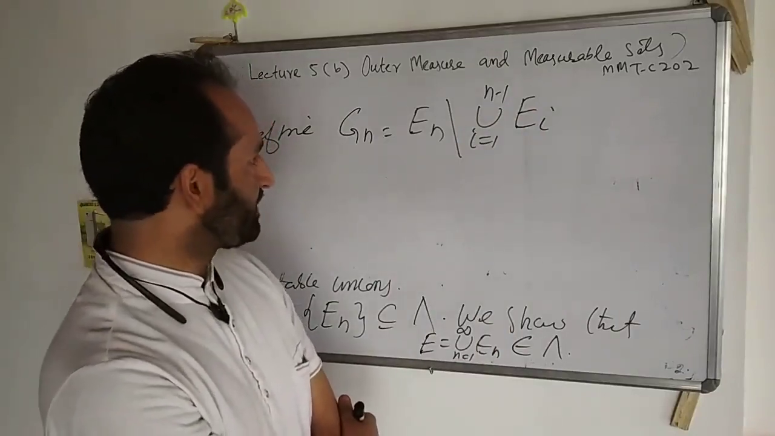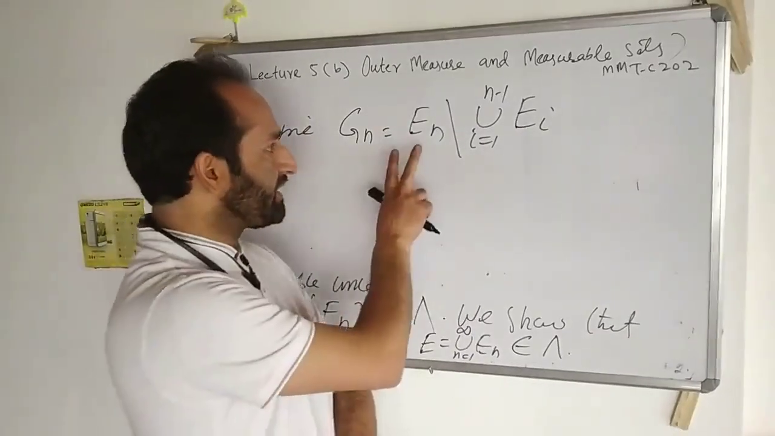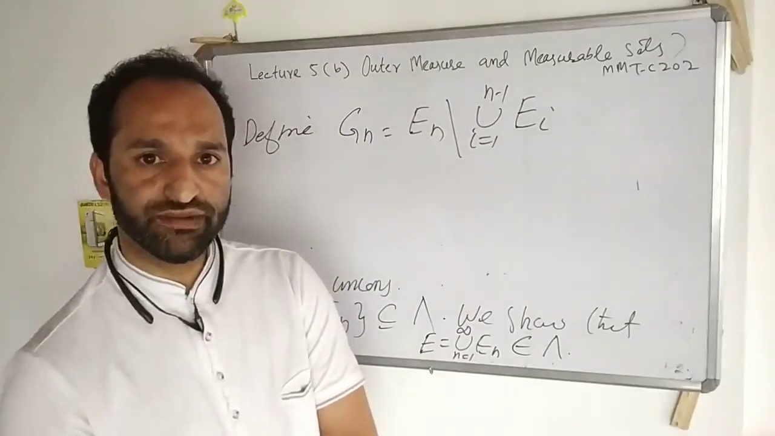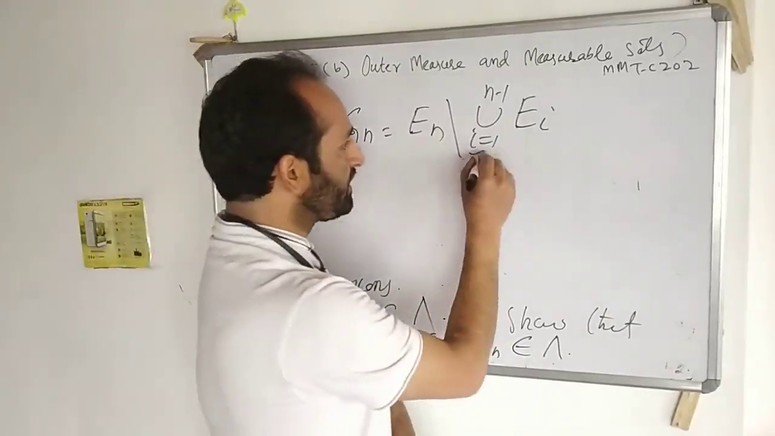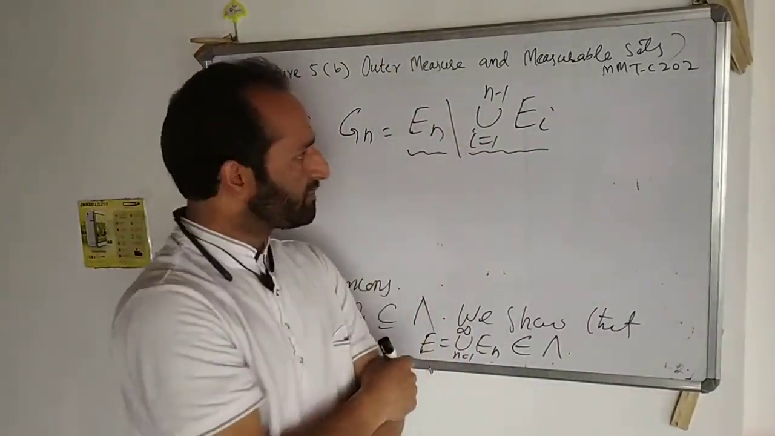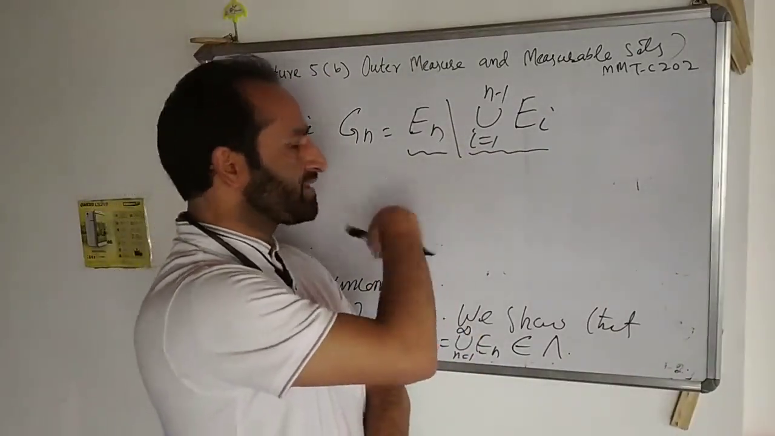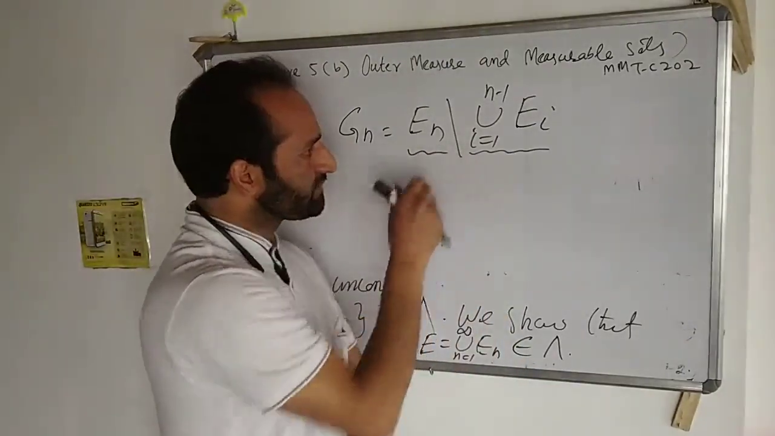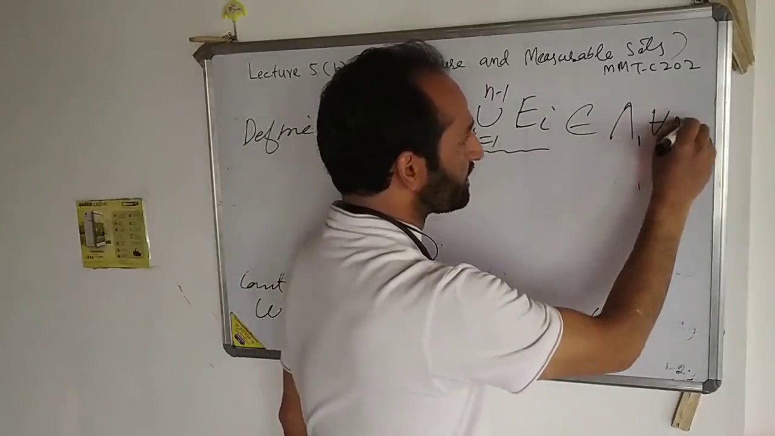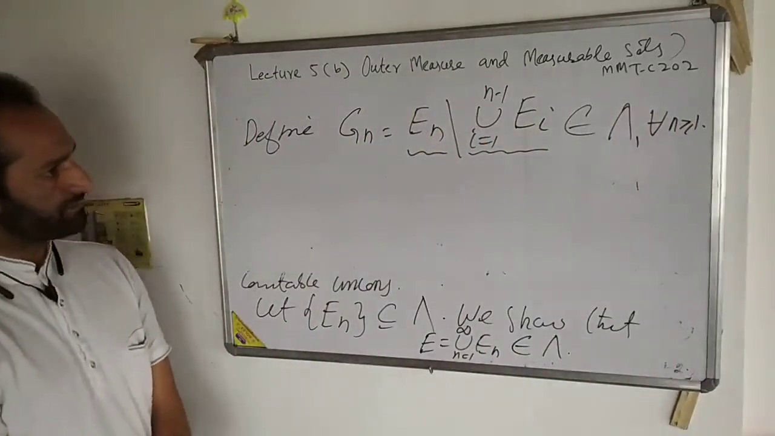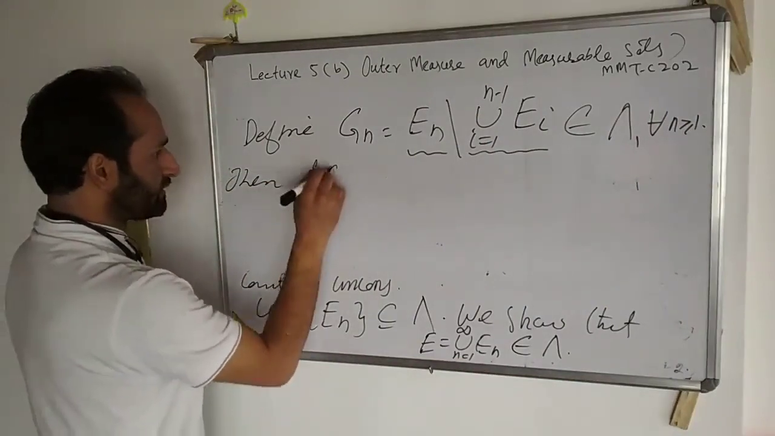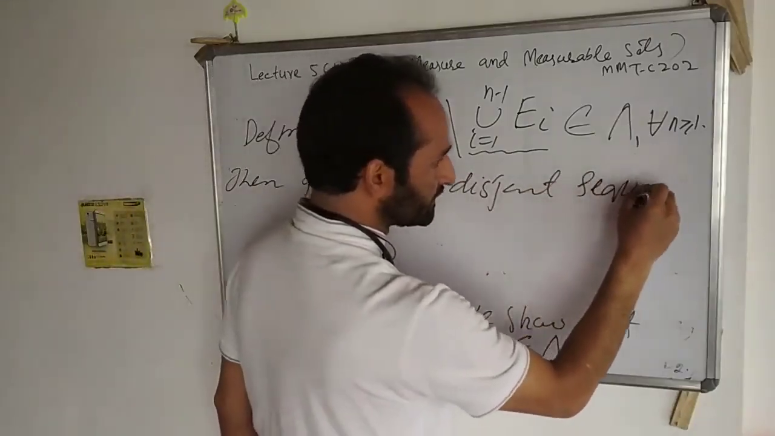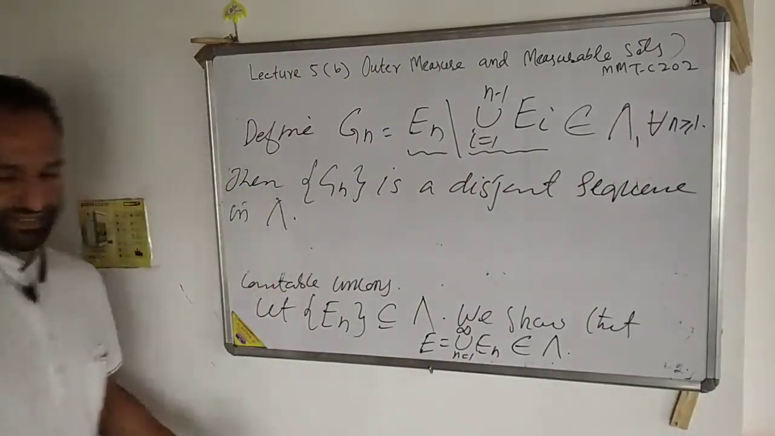But the interesting property is that this Gn is also a member of lambda. Why? Because En is a member of lambda, and Ei, i runs from 1 to n minus 1, are also members of lambda, and we know that lambda is closed under finite union. Therefore, this union is also a member of lambda. En is a member of lambda, and we also know that lambda is closed under difference. So the difference of two members of lambda must be a member of lambda. So this difference is a member of lambda for all n greater or equal to 1, and it's a disjoint sequence. So thus Gn is a disjoint sequence in lambda.